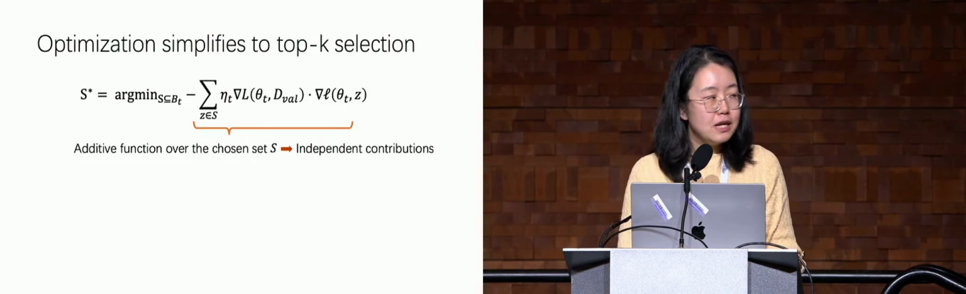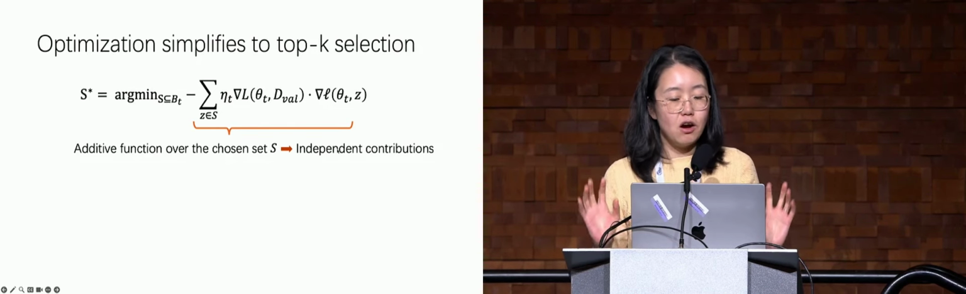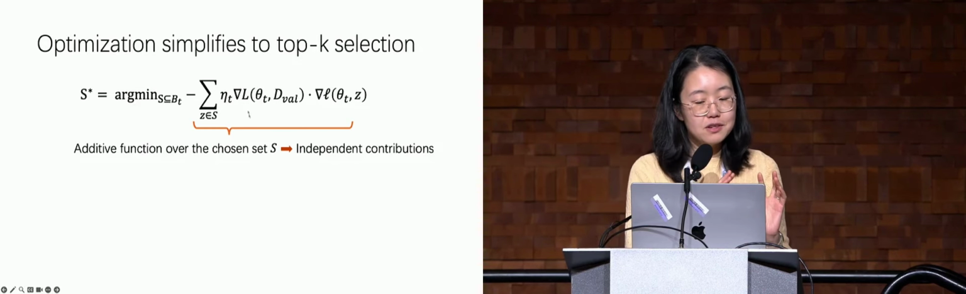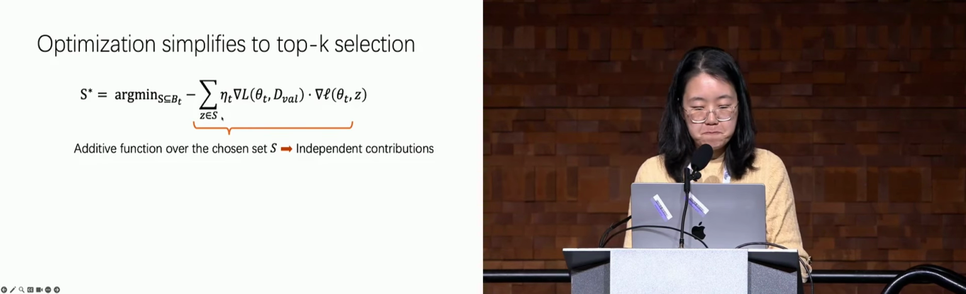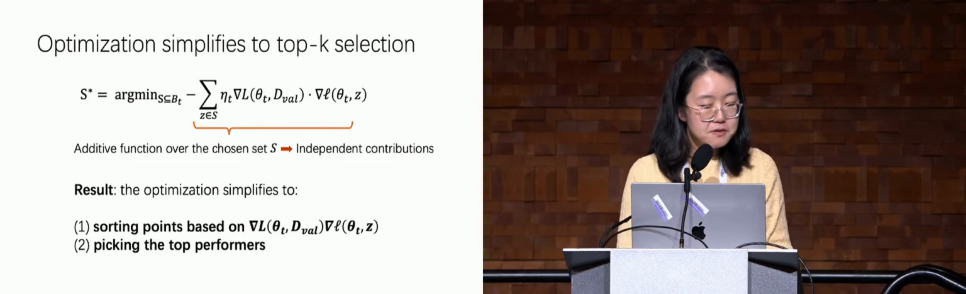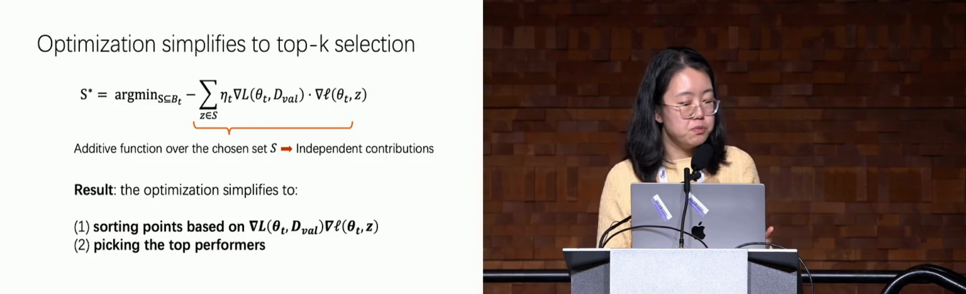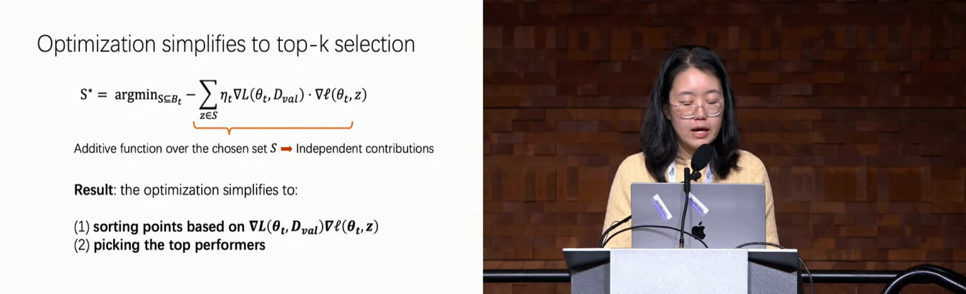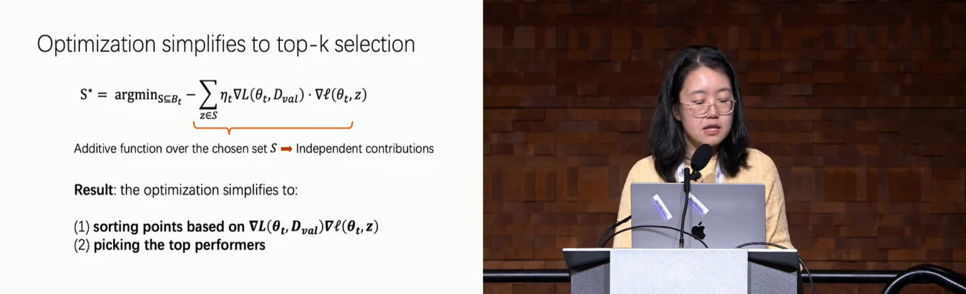All right, so let's wrap up this objective here. Remember now with local approximation, we have arrived at an objective which is just the sum of the dot products between the validation gradient and each training gradient within the set. If you look at this function, you'll find that it is an additive function over this chosen set S. This essentially says that the contribution of each data point Z within S is independent. You just take the dot product of the training gradient with the validation gradient and then sum them all up.